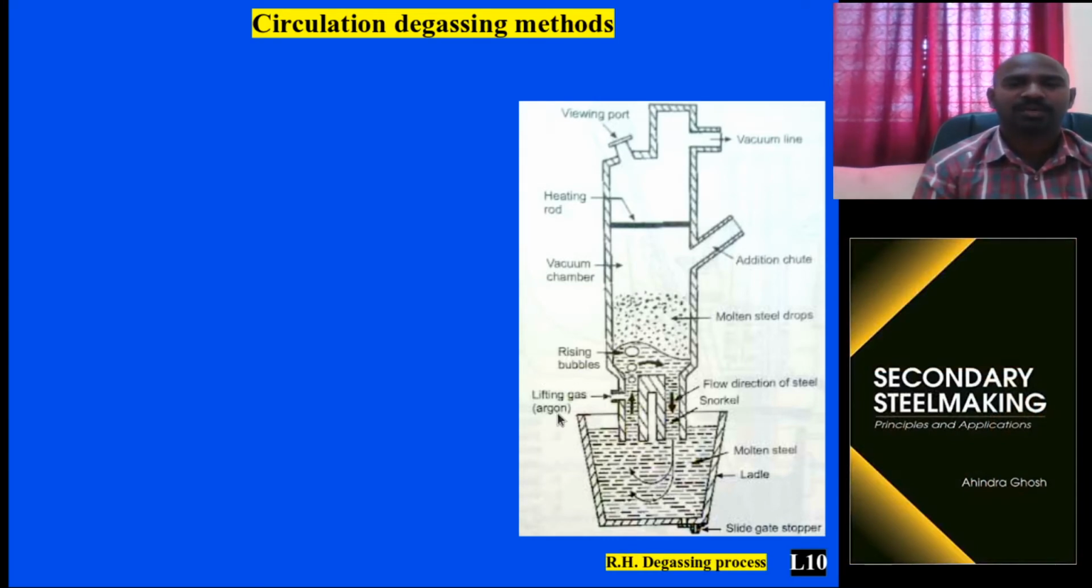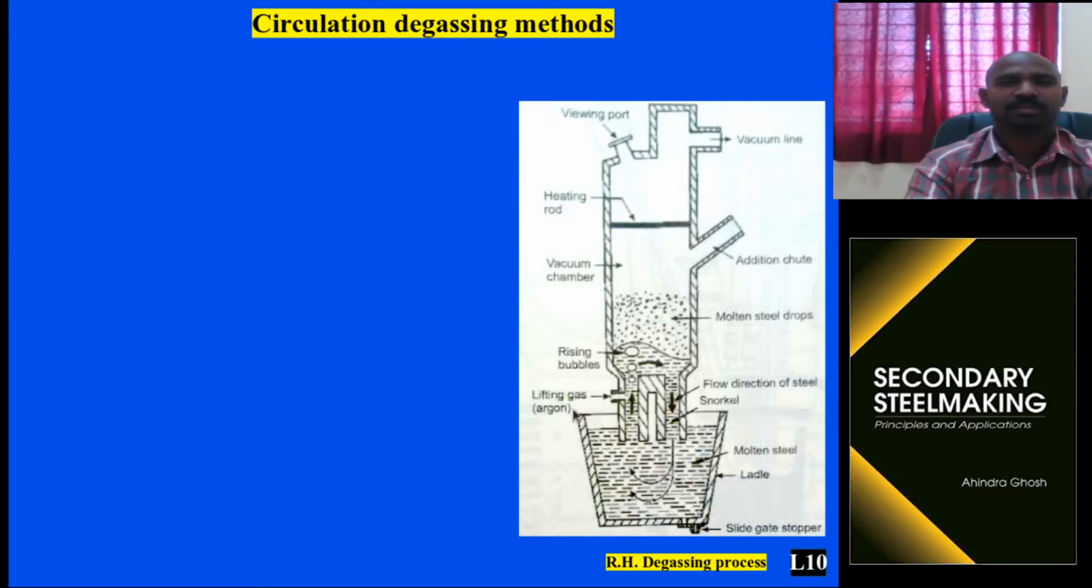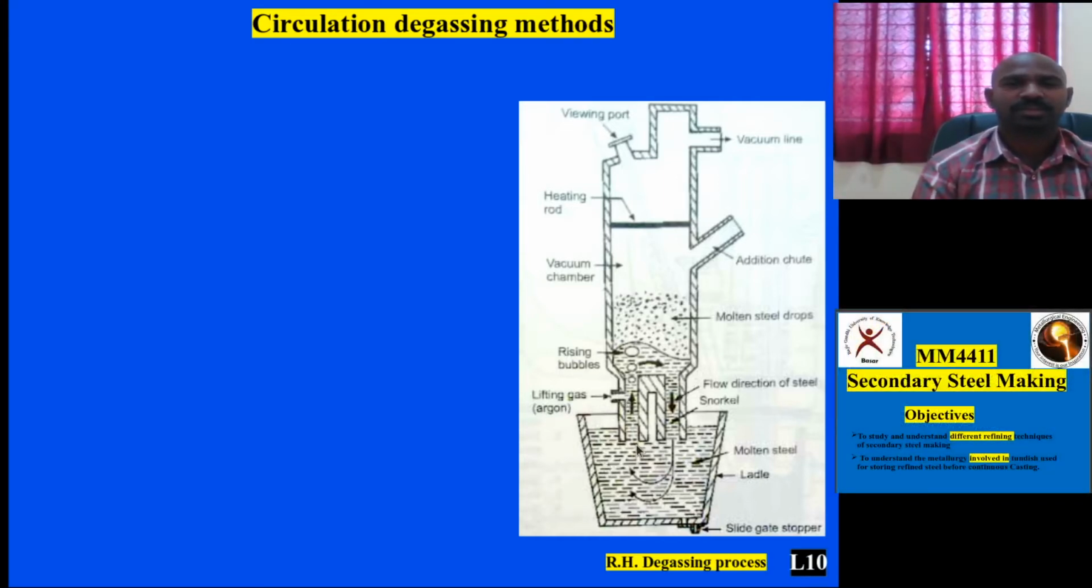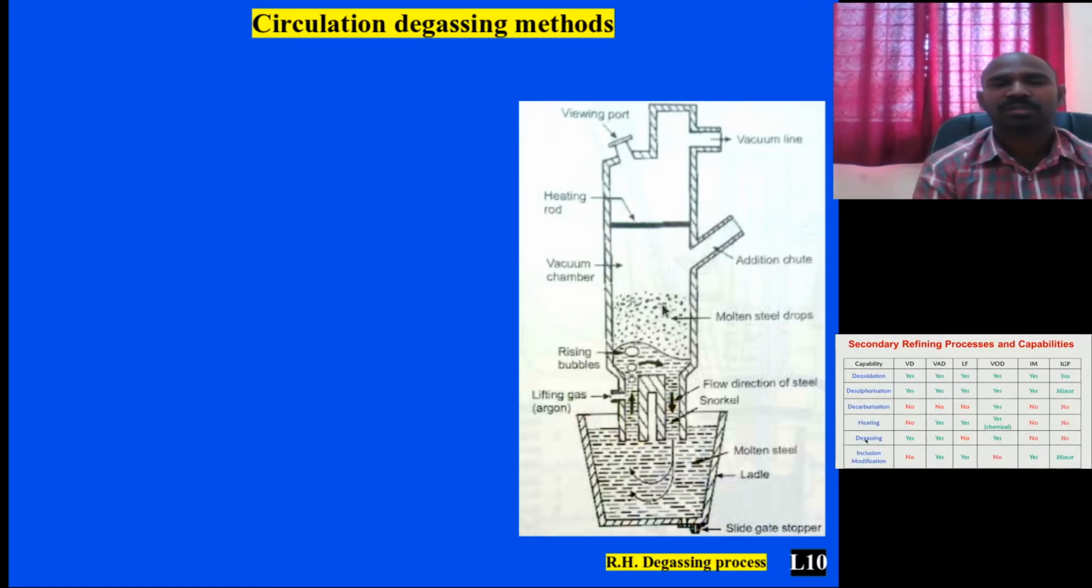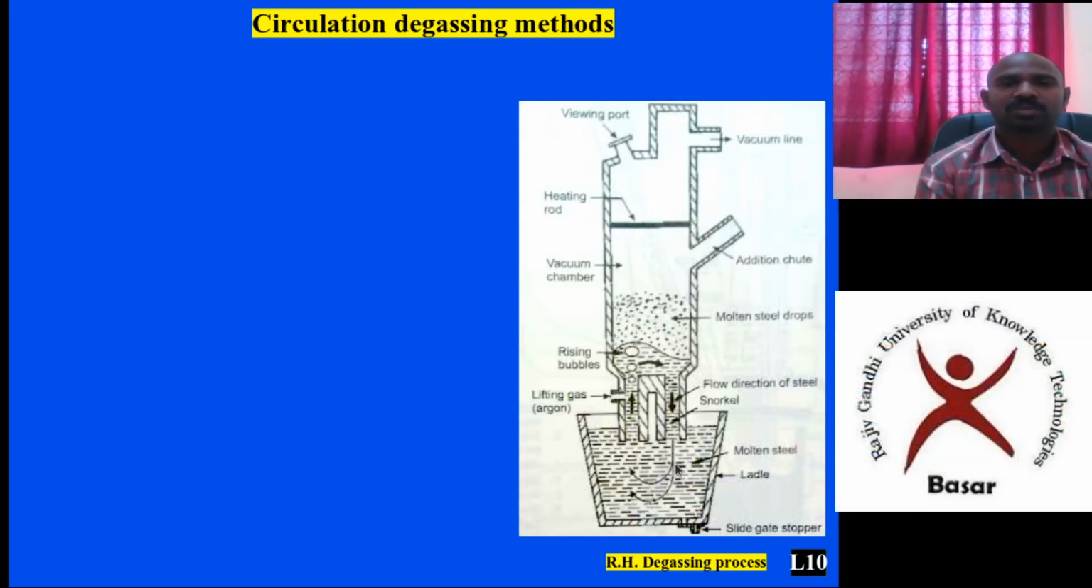From the side there is provision for sending in argon. These argon gas bubbles interact with the primary steelmaking molten metal and form bubbles, which rise and expand into the chamber. It forms a kind of droplets. These droplets are free from hydrogen. They are recirculated in these directions, as shown, back to the ladle.